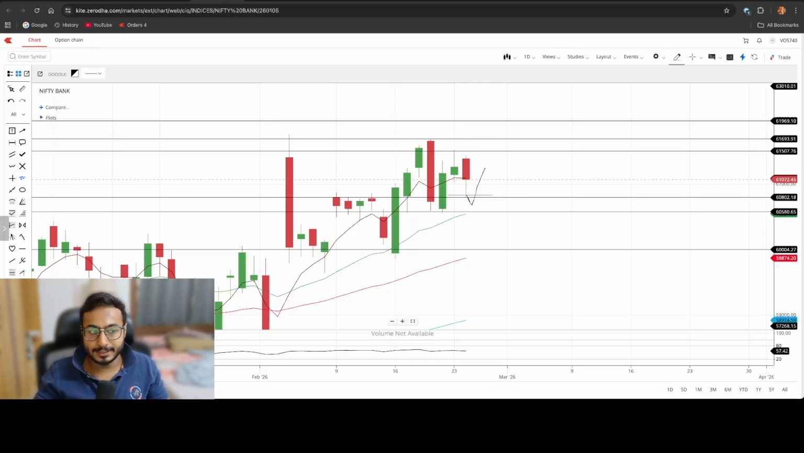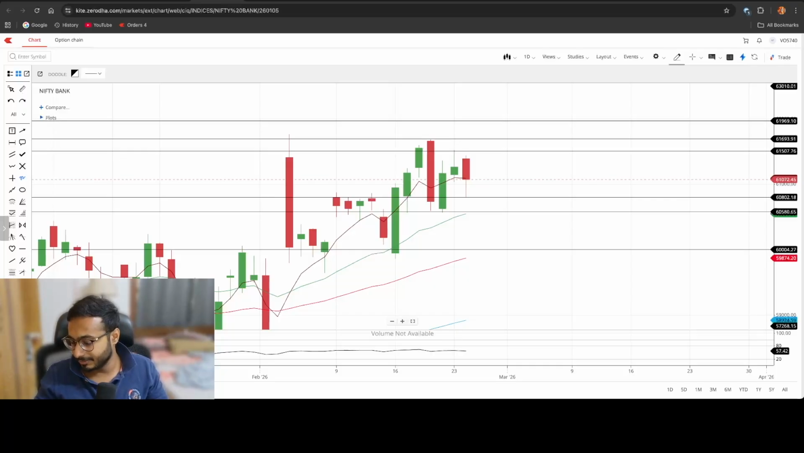I'm working on a strategy which will help us in tackling this kind of move, where a certain level is broken down and starts to retest, and how to trade that move on the upside or on the downside, whichever direction the markets are trying to trap someone.